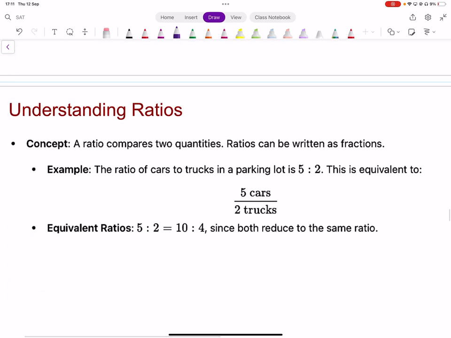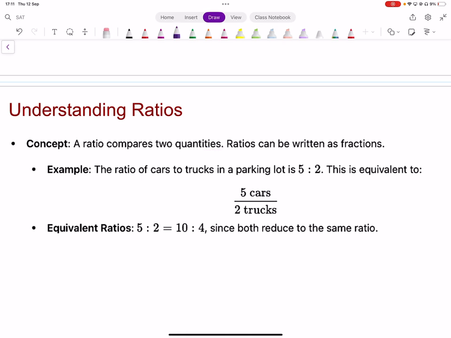Then you have ratios. Again, something that you're already familiar with, but sometimes you get 3 ratios. That's one thing that I want to explain quickly. Ratios generally compare 2 quantities, but it can be more than 2 as well. If it's 2 quantities, you can write the ratio as a fraction as well.